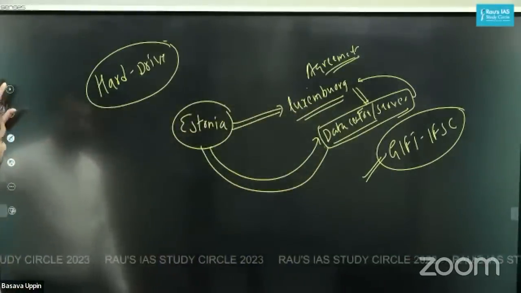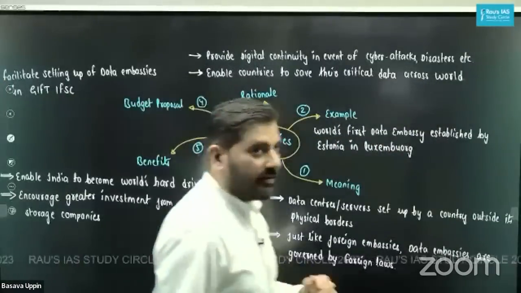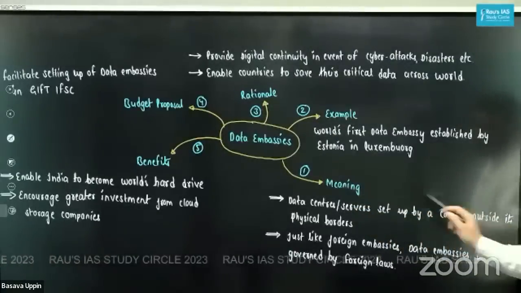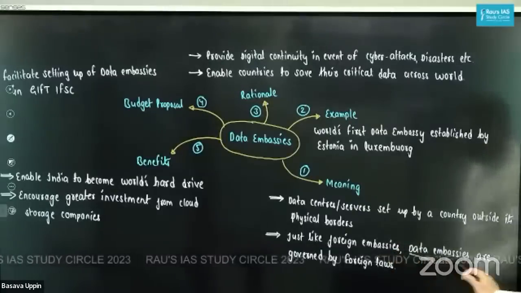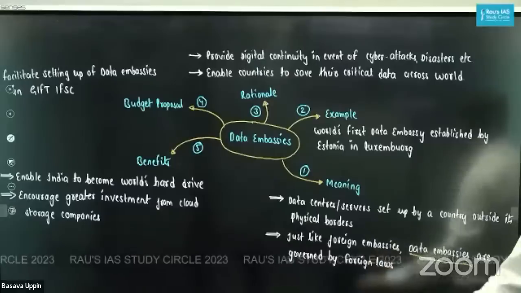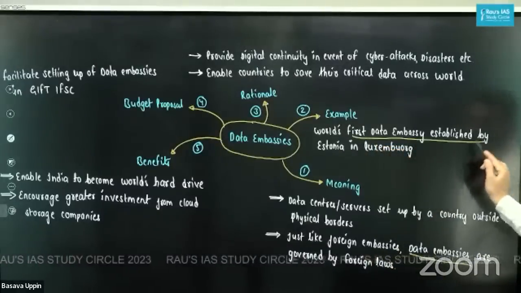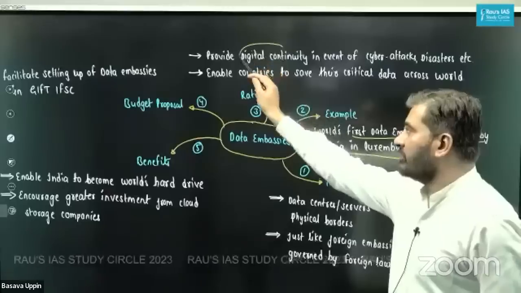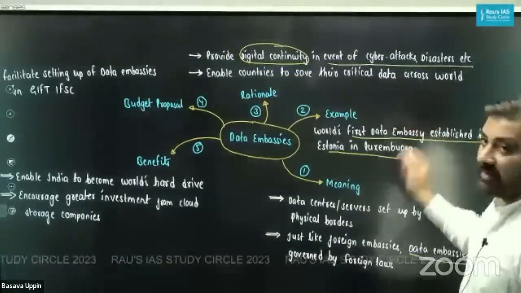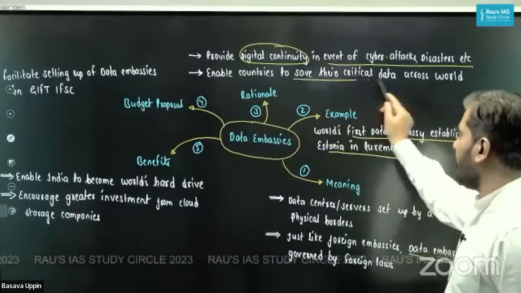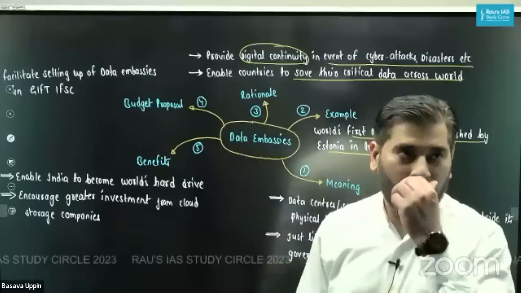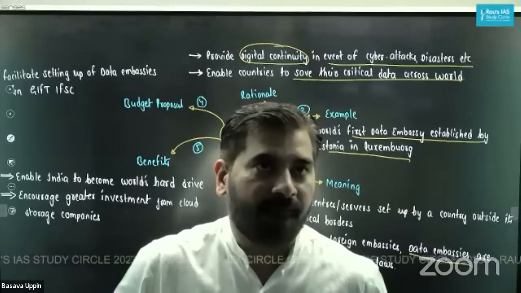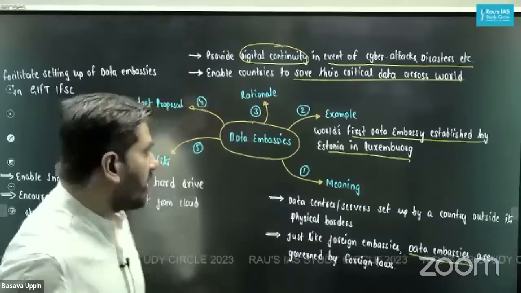So you can just have a look at this particular mind map on data embassies. You can see the meaning of data embassy: data centers or servers set up by a country outside its physical borders. Just like foreign embassies, data embassies are governed by whom? By the foreign laws. Example: the world's first data embassy has been established by Estonia in Luxembourg. Rationale: it will help countries provide for digital continuity in the event of cyber attacks and disasters. It will enable countries to save their critical data across the world. The budget proposal will facilitate setting up of data embassies in GIFT City IFSC. Clear with this, all of you? Okay.